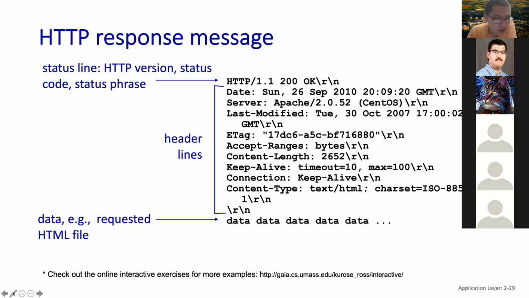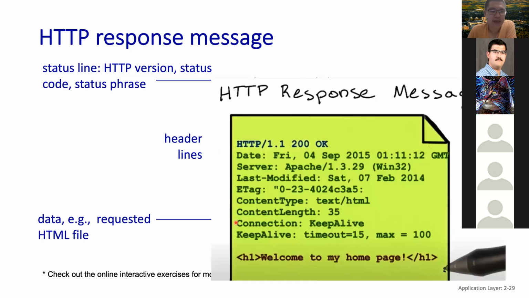Here, let me try to change the laser. So here is a blank line, right? After that, the HTTP server will give you the data, the HTML file, right? The file will be displayed in the browser. So I can do another demonstration again after we finish the HTTP response message here. Okay, so this is the general format, and this is an example of an HTTP response message, right?